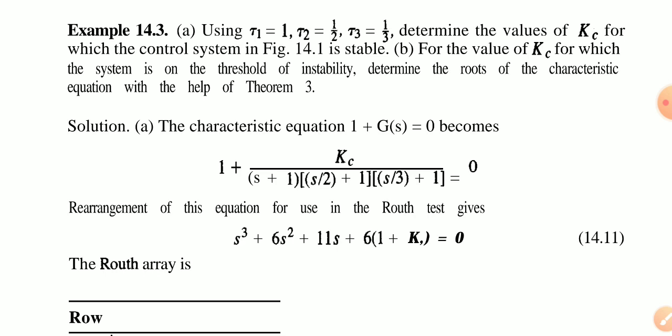The characteristic equation 1 plus G of s is equal to 0 becomes 1 plus Kc by (s plus 1) in brackets (s by 2 plus 1) over in brackets (s by 3 plus 1) is equal to 0.